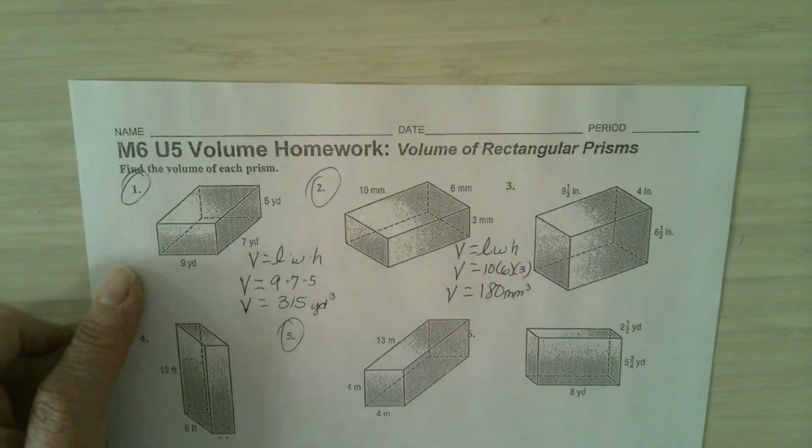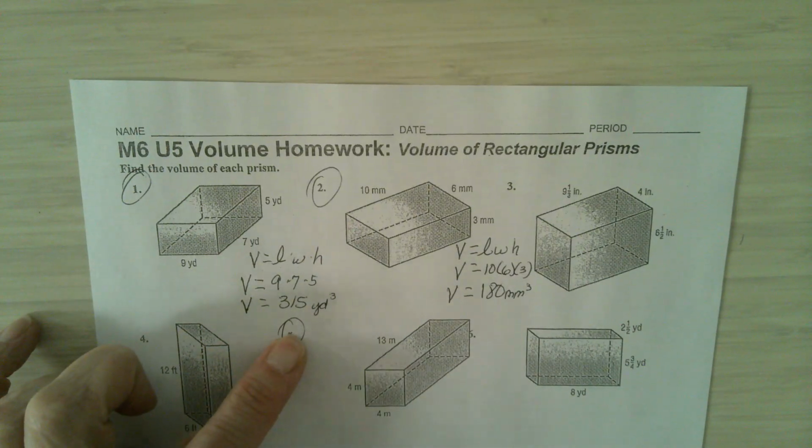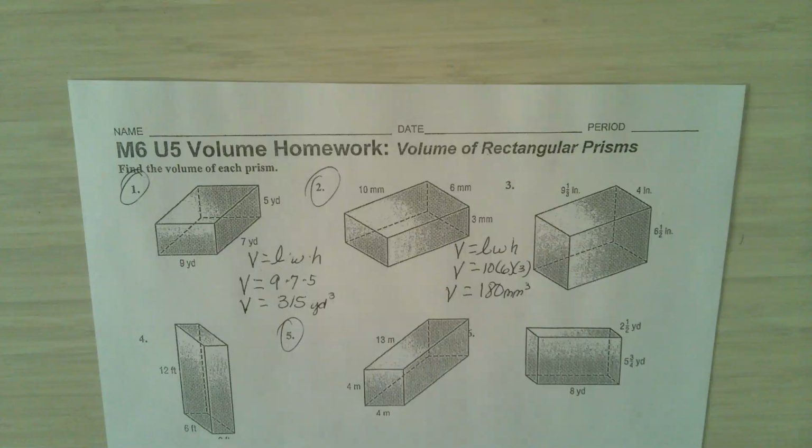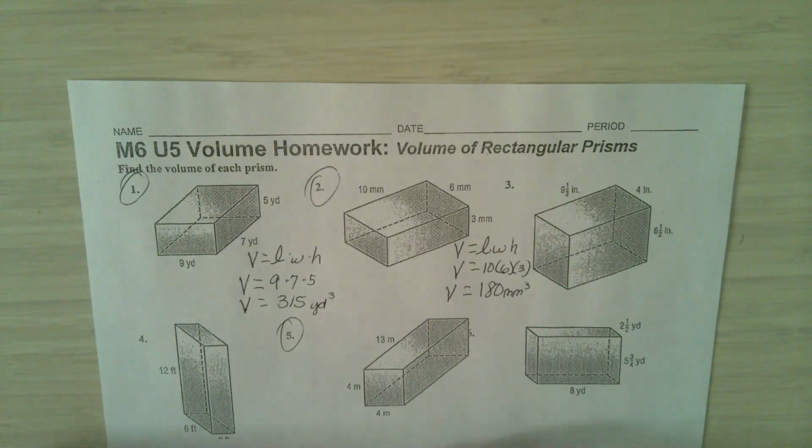So for number 1, you should have 315 yards cubed. For number 2, you should have 180 millimeters cubed. And now we're ready to do number 3, which you didn't have to do that one.